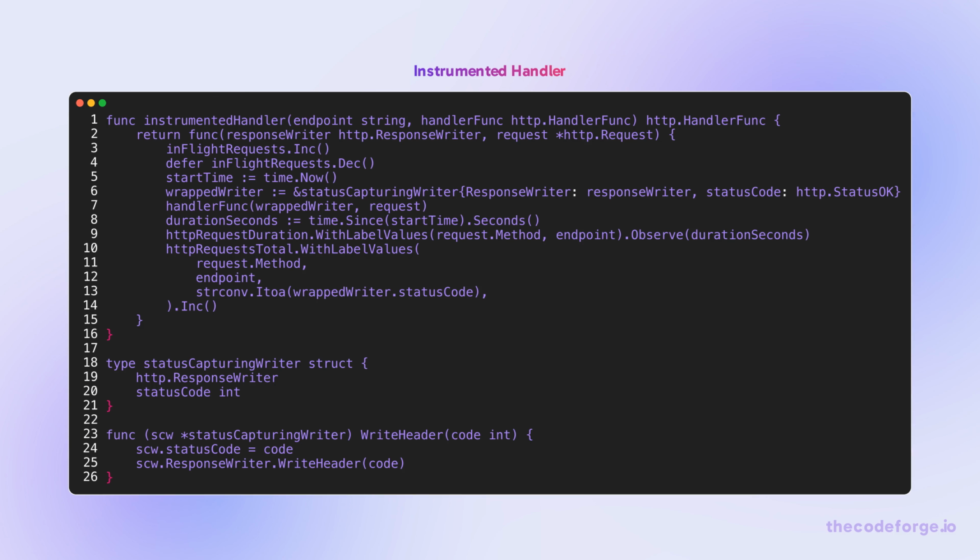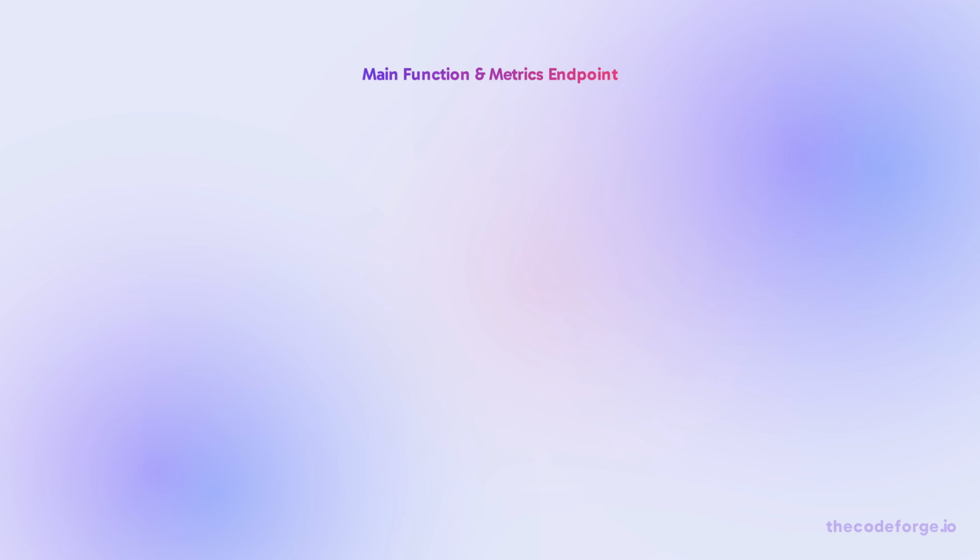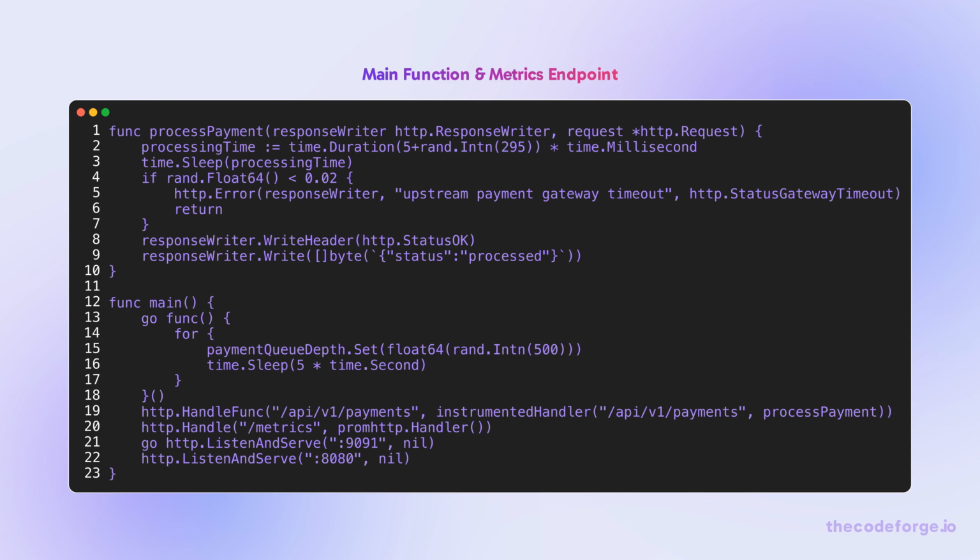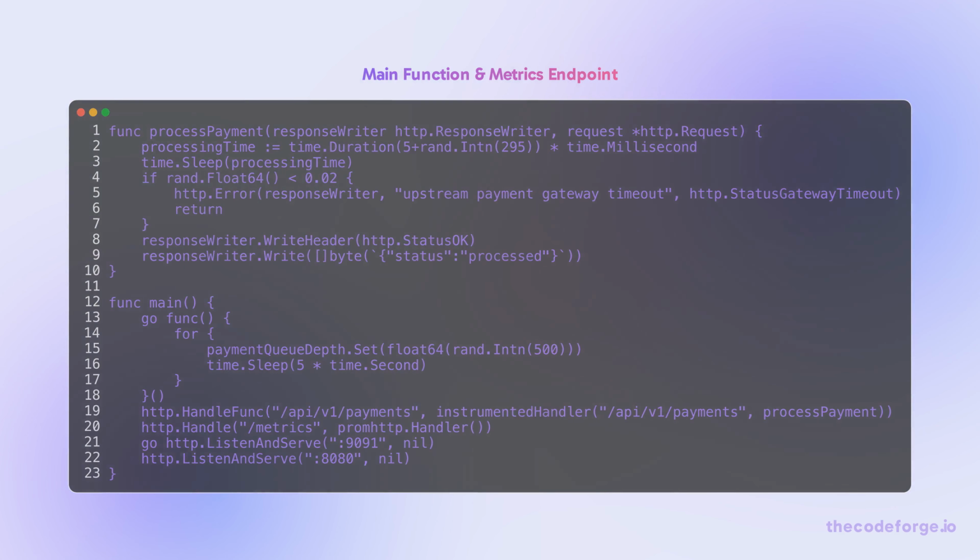The instrumented handler wraps the actual logic. It increments the in-flight gauge, records duration in the histogram, and increments the request counter with method, endpoint, and status code labels. The status capturing writer captures the response status code. The main function sets up the payment handler, a background goroutine to update queue depth, and 2 HTTP servers, one for the application on port 8080 and one for metrics on port 9091. Prometheus scrapes the metrics endpoint.